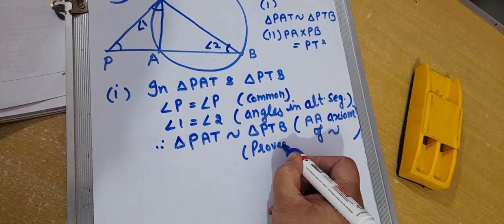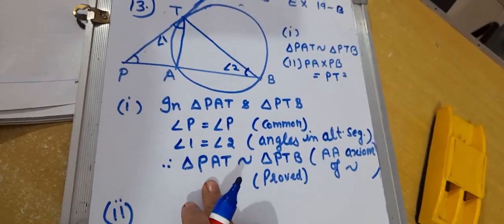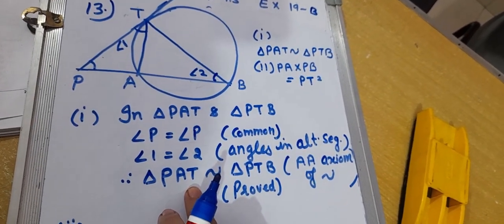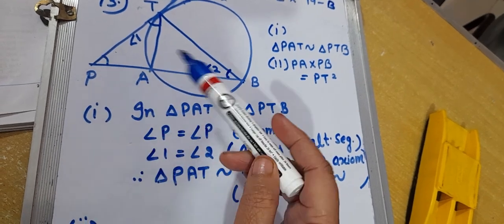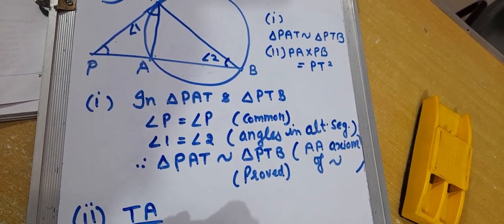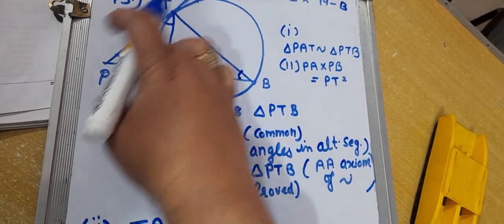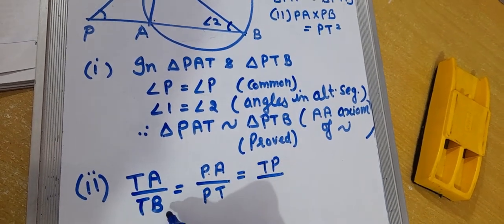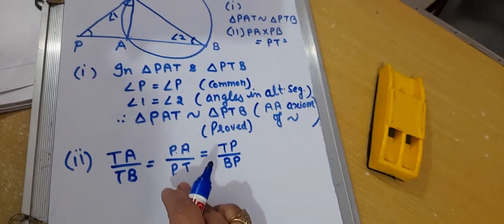Now the second part, we have to prove PA into PB equal to PT square. We know that if two triangles are similar, then their corresponding sides are proportional. That is, the ratio of their corresponding sides is equal. So let's start. Opposite angle P are sides AT and TB. So TA upon TB equals, opposite angle 1 is PA, opposite angle 2 is PT in the bigger triangle. Now write down the third side, TP upon BP. As these two triangles are similar, their corresponding sides must be proportional.